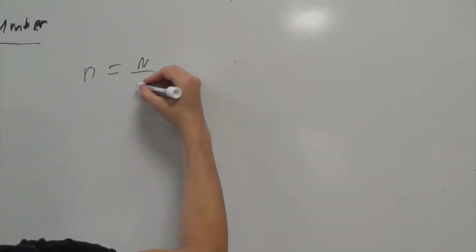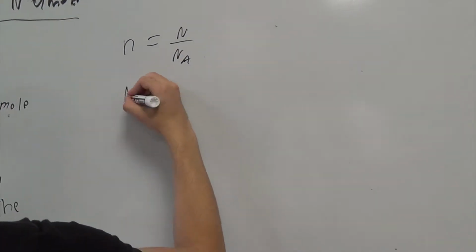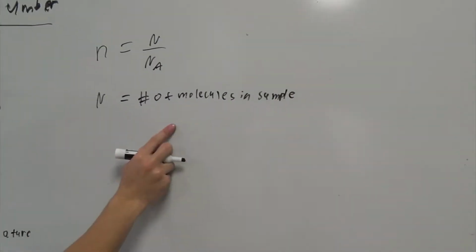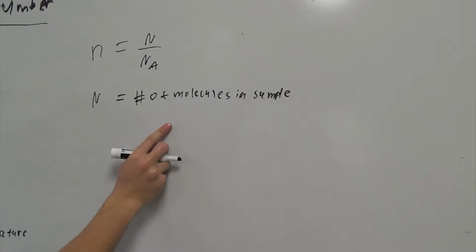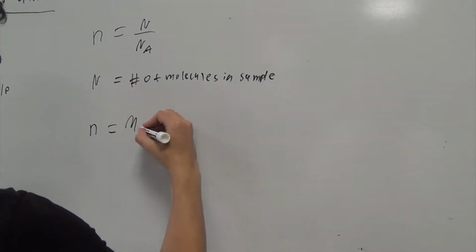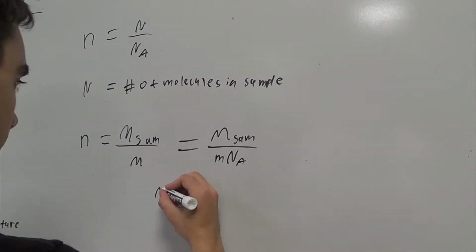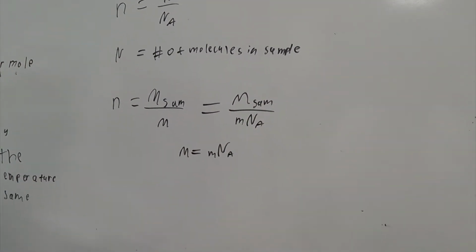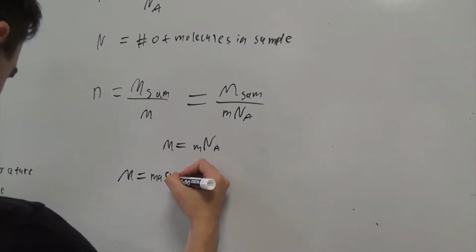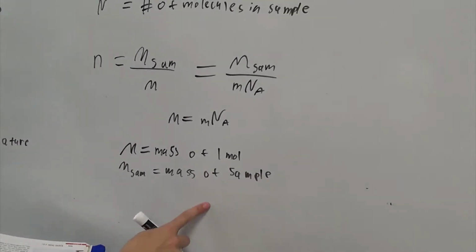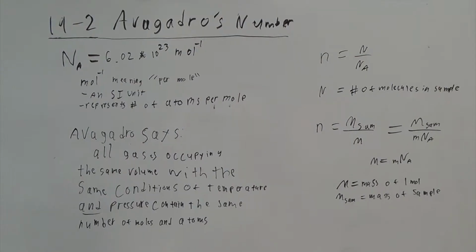The number of moles contained in a sample of any substance, which is lowercase n, can be found by dividing the number of molecules in the sample, which is capital N, by Avogadro's number. We can find the number of moles of a sample in a different way, this time using mass. We divide the sample mass by the mass of 1 mole, which is capital M. We can do this because the mass of 1 mole is found from the product of the mass of 1 molecule, which is lowercase m, and Avogadro's number.